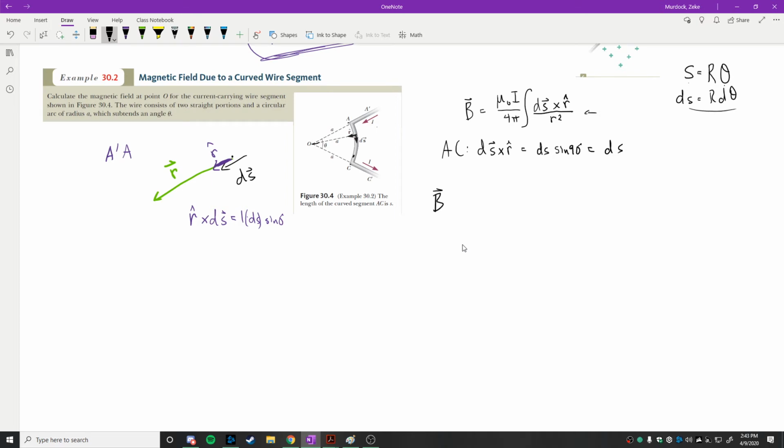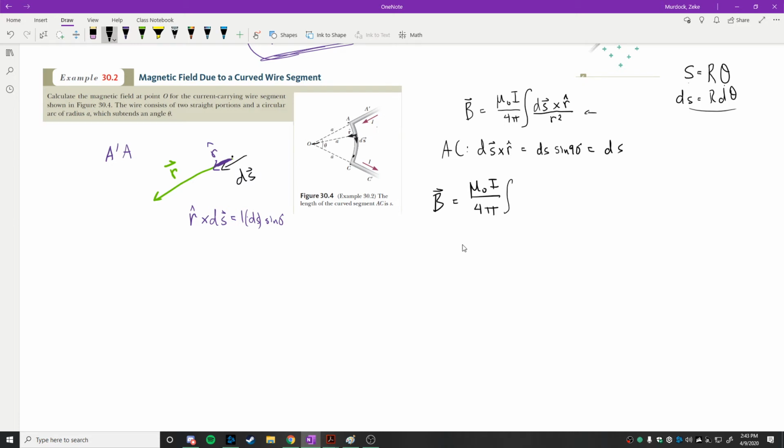Our magnetic field at point O is going to be mu naught I over 4 pi, because that always shows up. The size of the current determines the field. The other things are constants. So there's that, and now we're going to be integrating, basically just, instead of just ds, although we can do this in 2 steps, it would be ds over r squared, but what we're going to do is replace the ds with r d theta.